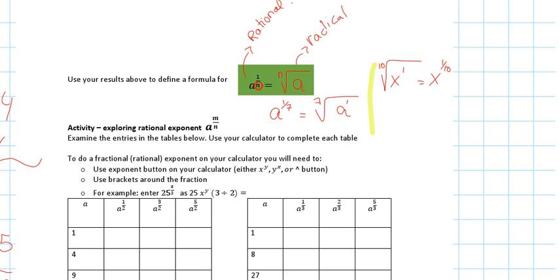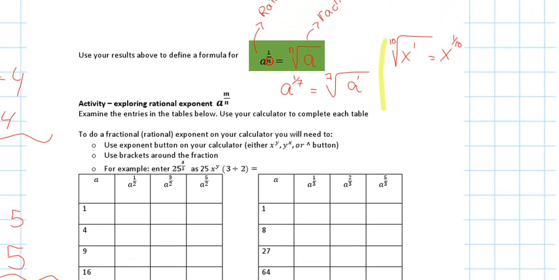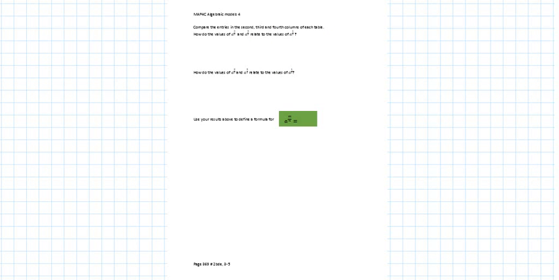So, here's what I want you to do right now on the calculator. So, do we understand this formula? So, the rational and the radical, right? Whatever is in the denominator is going to go in the root. Now, let's look at these examples.